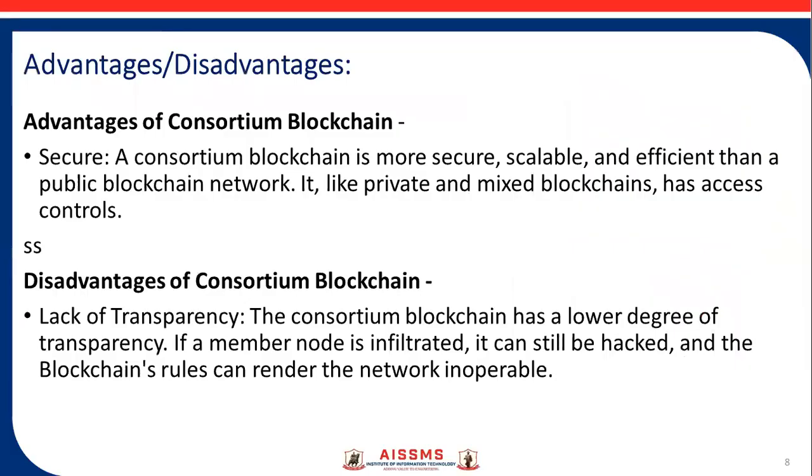Then there are several advantages and disadvantages. Advantage is that it is secure. Consortium blockchain is more secure, scalable, and efficient than a public blockchain network. It, like private and mixed blockchain, has access controls. Then next, the disadvantage of consortium blockchain is the lack of transparency. Means the consortium blockchain has a lower degree of transparency. If a member node is infiltrated, it can still be hacked, and the blockchain rules can be broken, rendering the network inoperable.